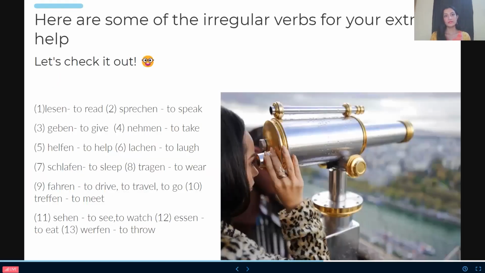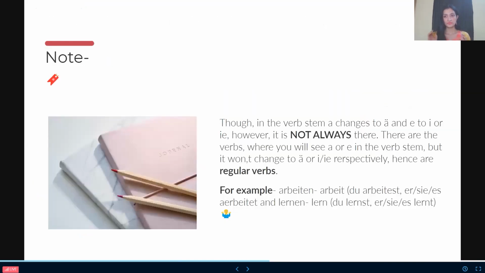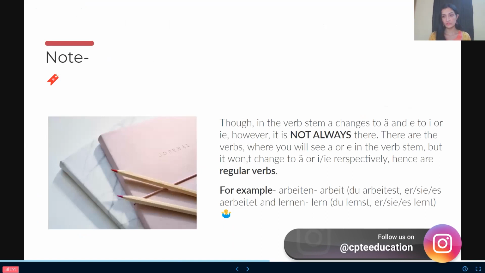So, people, here are some of the irregular verbs which I have given for your extra understanding, for your extra help, for your extra guidance. And why have I given them? Because, as I have already told you, there are some verbs in which, even if A or E is coming in the verb stem, they are not changing. If they're changing, they are irregular. However, if they're not, then they are regular.